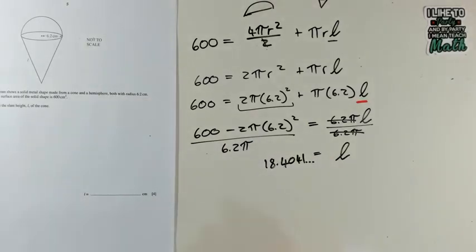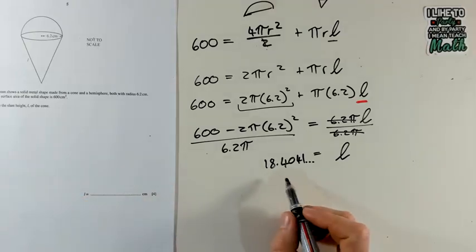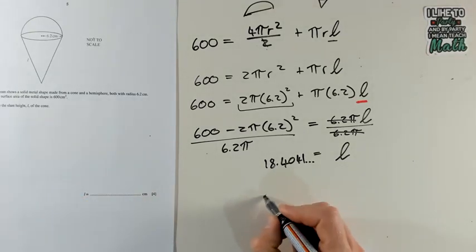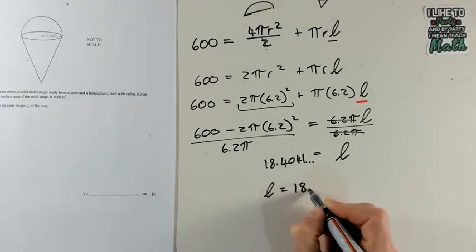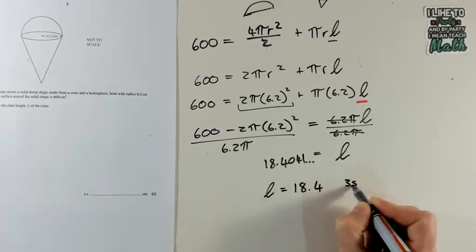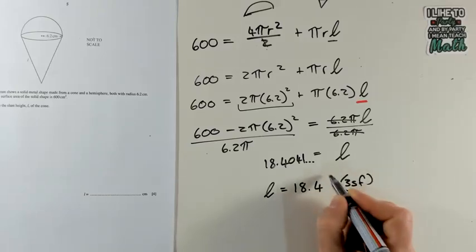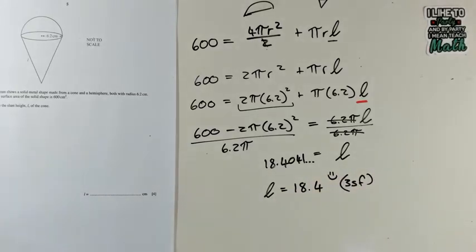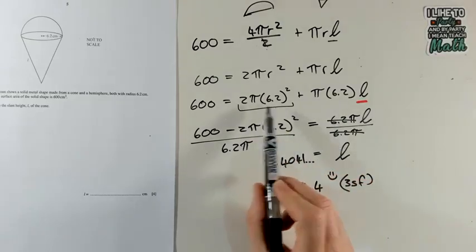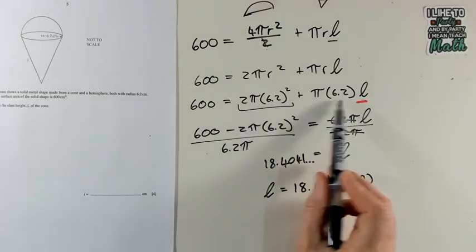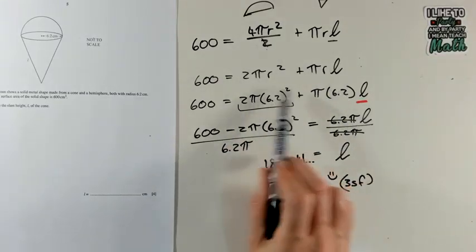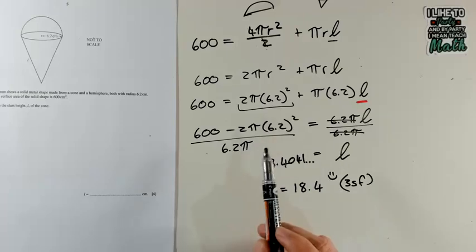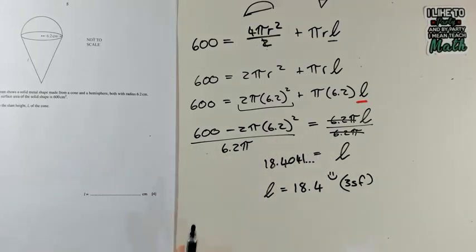They didn't specify anything, so I'm going to go with 3 significant figures again. So my slant height will be 18.4 to 3 significant figures. Okay, so it's not too bad, but I can see that it looks a little messy here with big weird formula stuff, but you just do the same as you do with a normal rearranging of a formula.